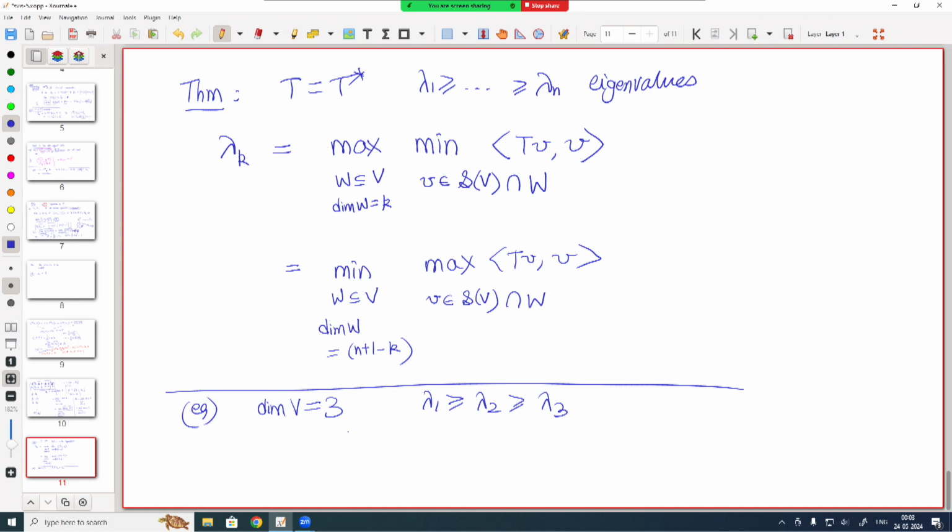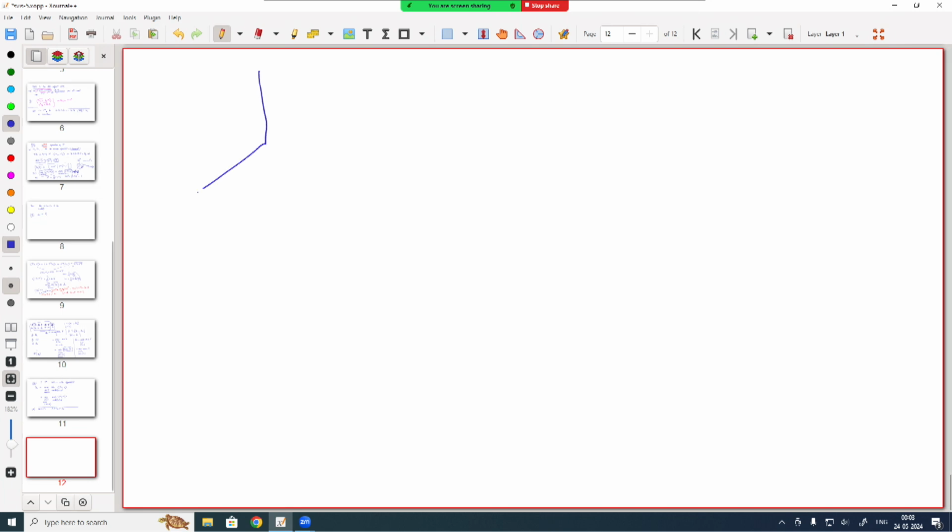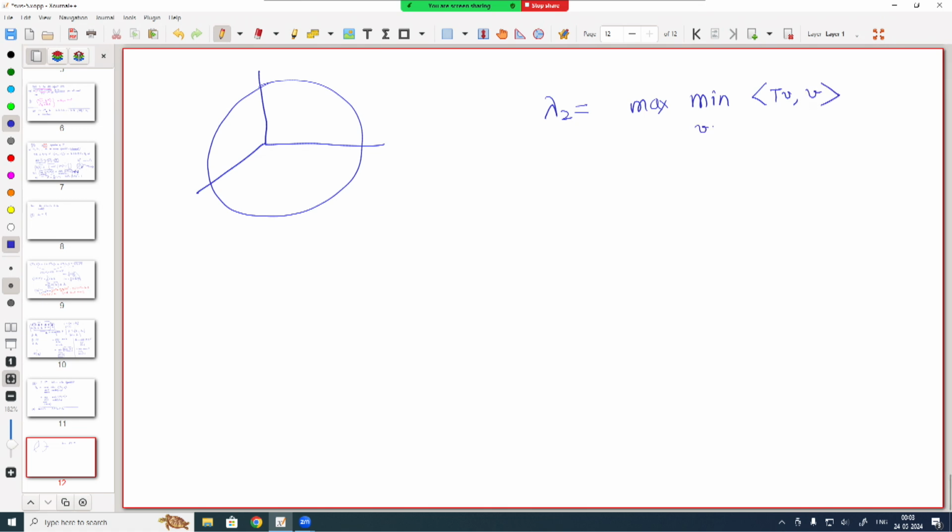So, what would we do? Inside this 3-dimensional space, I have got the unit sphere, and lambda 2 says you take max min. In this case min max and max min are both dimension 2, because 3 plus 1 minus 2 is also 2, so you can write it either way. Therefore, max min of TVV, V in the unit sphere, V is also in W, and W is of dimension 2.